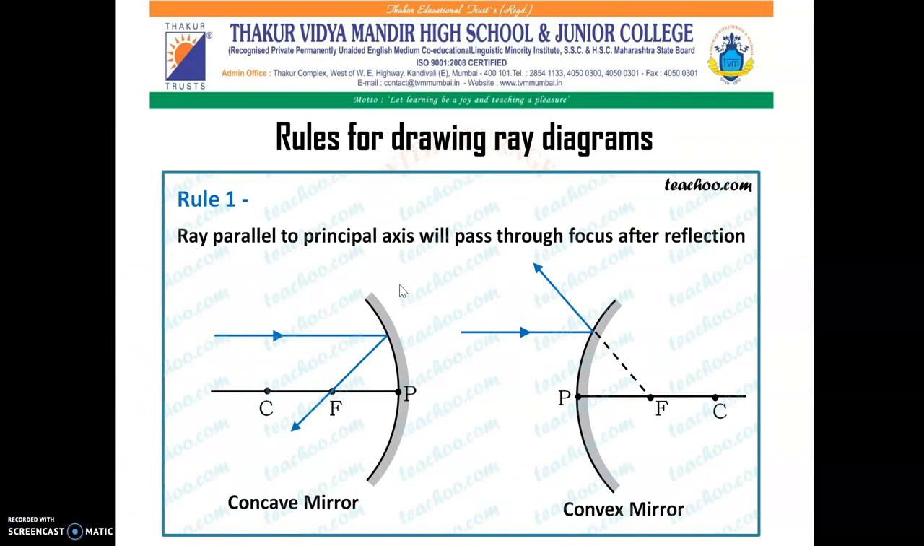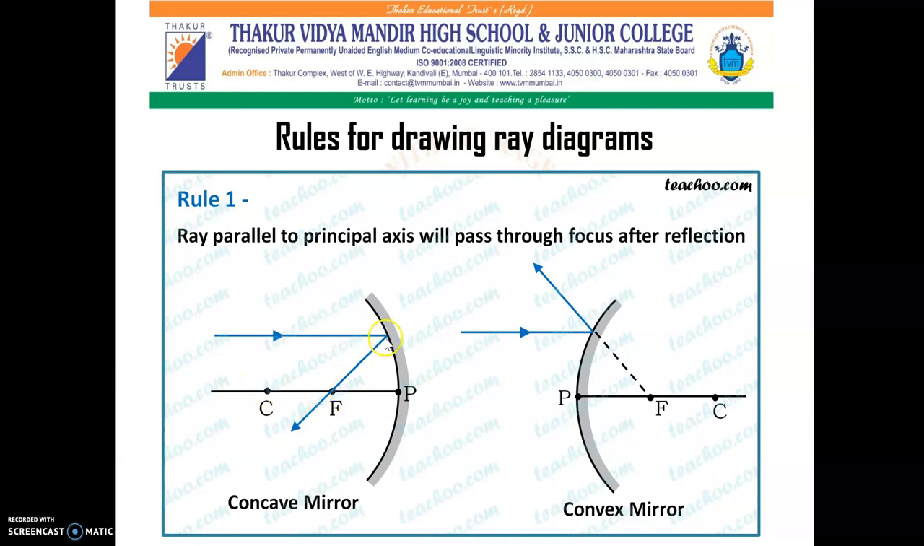Let us understand some basic rules for drawing a ray diagram. Rule number 1. Concave mirror and convex mirror are shown over here in the picture. If an incident ray is parallel to the principal axis, then the reflected ray passes through the principal focus. You can see over here, this is the incident ray. This is parallel to the principal axis.